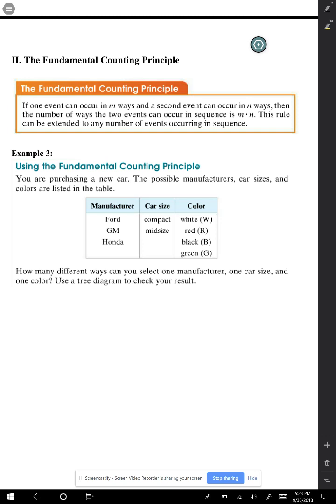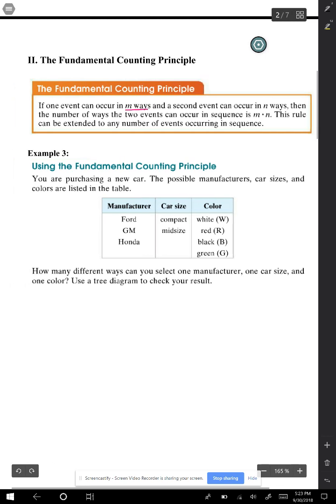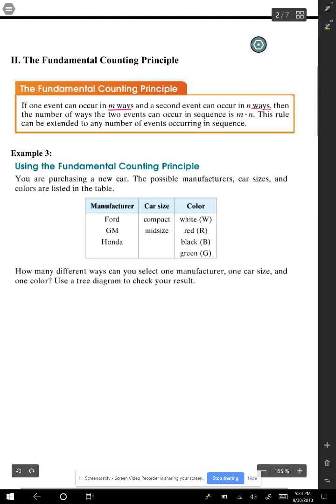So the fundamental counting principle says if one event can occur in m ways and a second event can occur in n ways, then the number of ways the two events can occur in sequence is m times n. So you have 6 flavors of ice cream and 10 different toppings. And how many ways can you choose one flavor of ice cream and one topping?